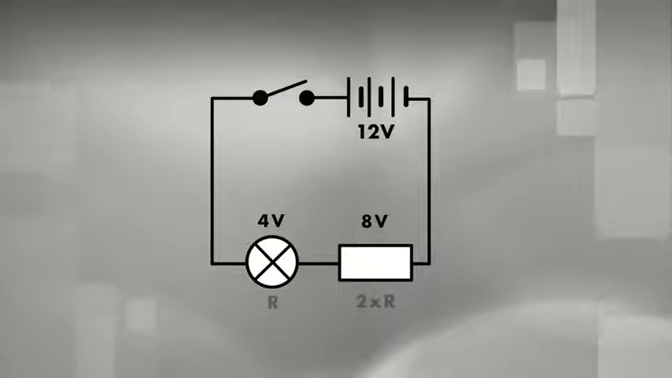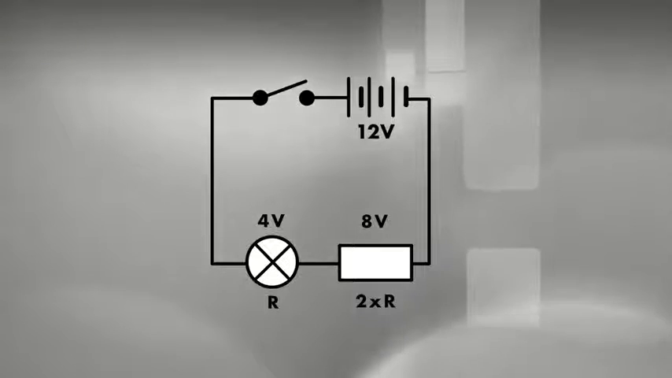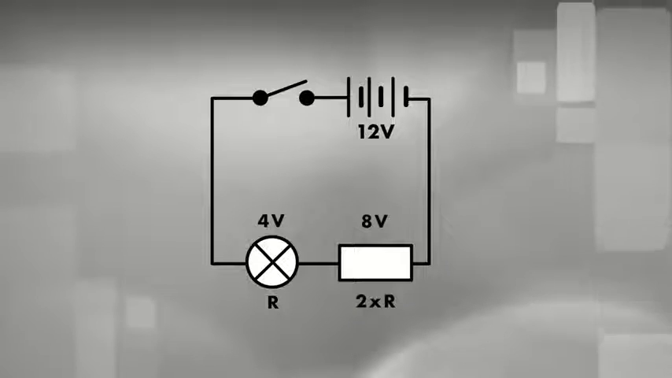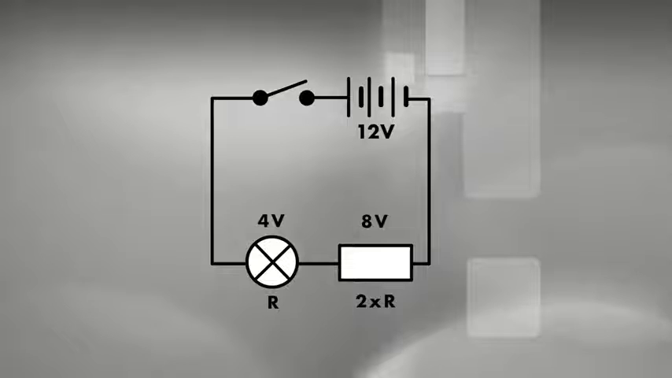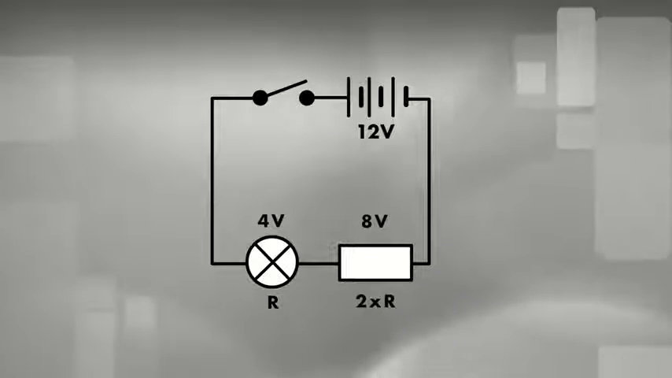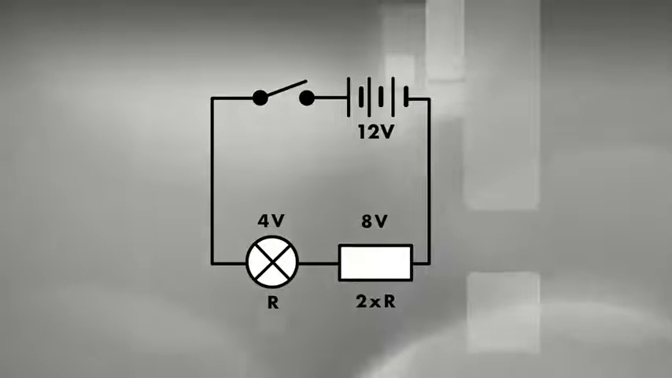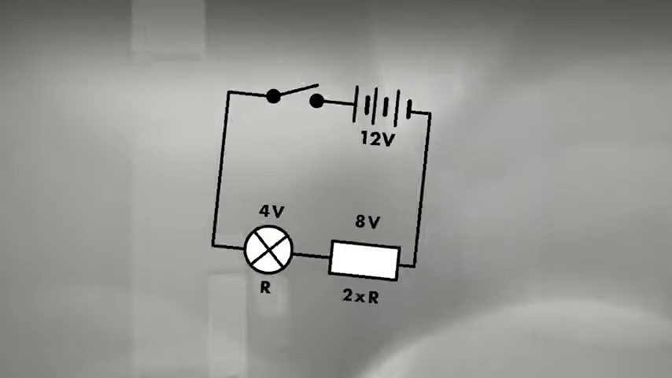We need to connect a resistor in series with the bulb so that its resistance is twice as much as the resistance of the light bulb. The potential difference will be divided in the ratio of 1:2, 4 volt to 8 volt. The light bulb will glow at its optimum brightness and it will have its correct operating voltage across it. That's the purpose of many series circuits, to act as a potential difference divider.